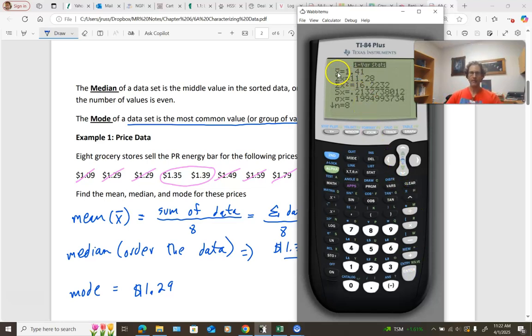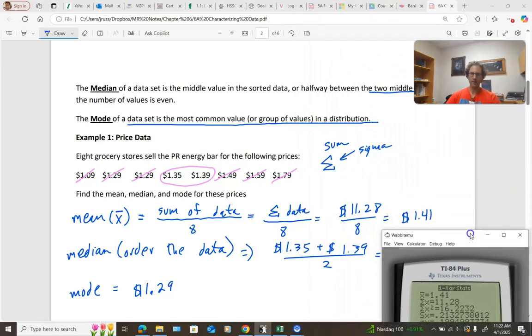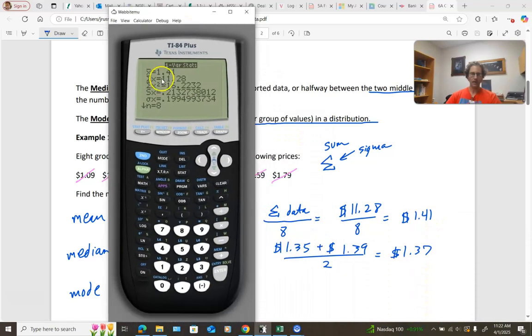So look here, it's given us x bar, which again, remember, represents the sample mean, and it says it's $1.41, and that's actually what we obtained right there. Now don't worry so much about this stuff right here for now. We'll talk about that later on. But notice it gives us n equals 8. n represents the size of the sample. So the sample consisted of eight data values, and it tells us that there were 8 data values.